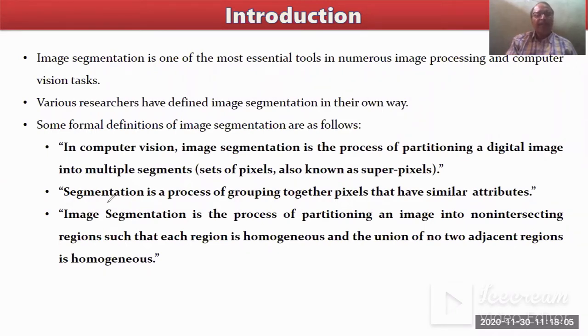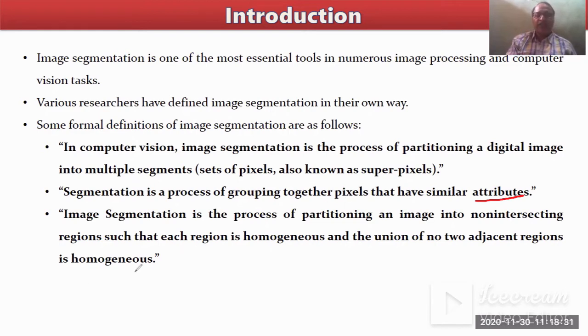Then another definition: segmentation is the process of grouping together pixels that have similar attributes. This is also another definition. So segmentation is a part, or a group, of similar pixels. Similar pixels are grouped. थोडक्यात म्हणजे जे आपण एखादा ऑब्जेक्ट घेतला म्हणजे दोनचा किंवा त्या ऑब्जेक्टचा सिमिलर ऑब्जेक्ट will be collectively called as a segmentation.